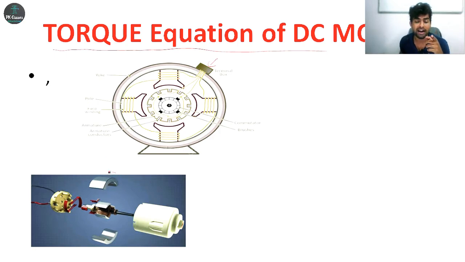These are the parts of a DC motor. If one part is missed, definitely the motor will not work, the shaft will not rotate, torque will not develop. So all the parts are very important for the motor, even for your body, right? Let's derive the torque equation of a DC motor in detail.